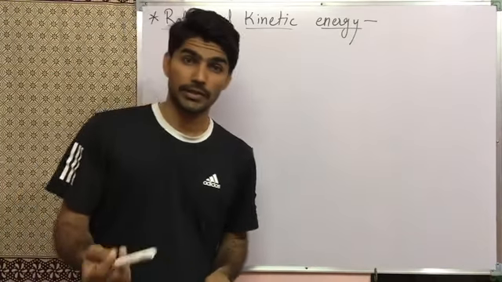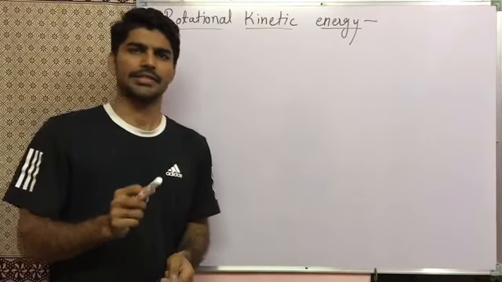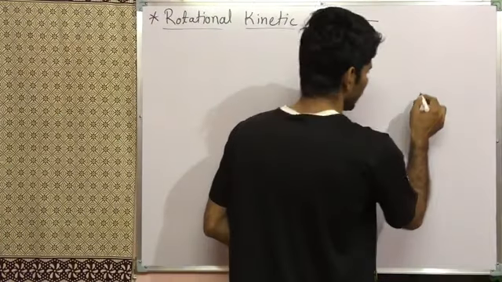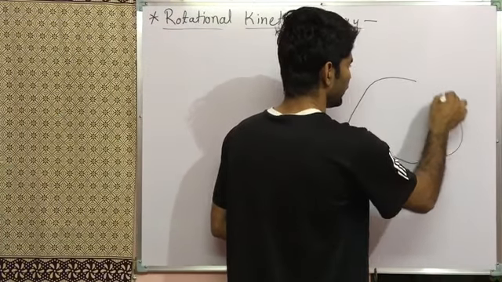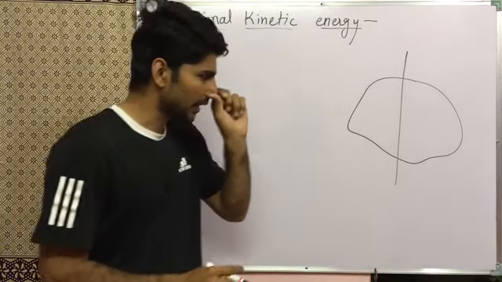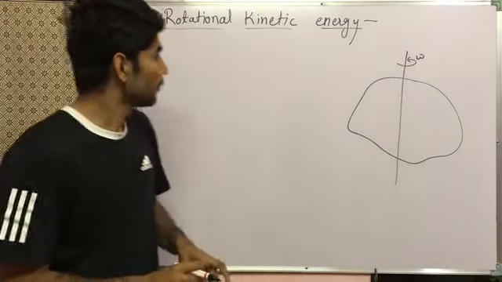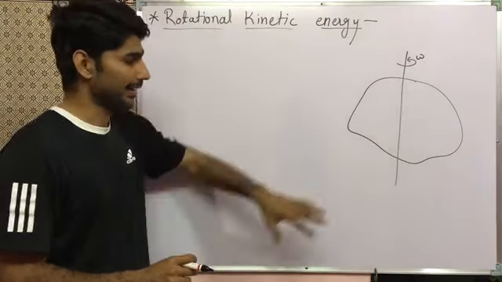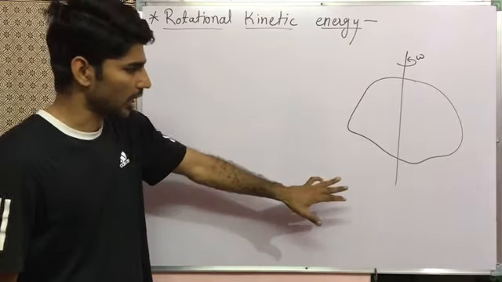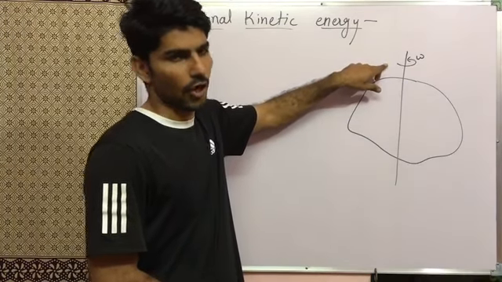Today in this video we will discuss the rotational kinetic energy, or kinetic energy of a rotating body. So here, first we take a body, and this body is rotating about this axis at the angular velocity omega. We are discussing the rotational kinetic energy, and we have a body of mass m rotating about this axis, and its angular velocity is omega.